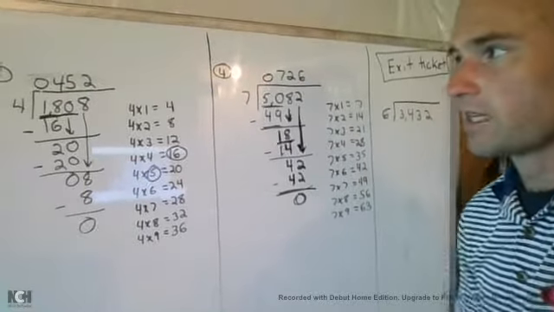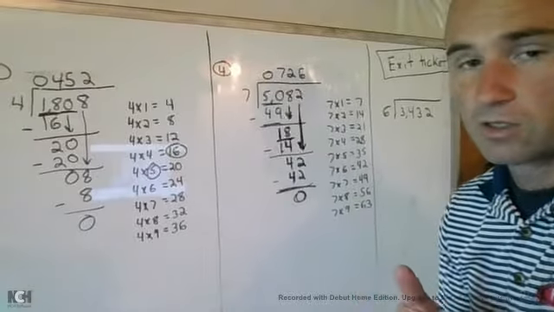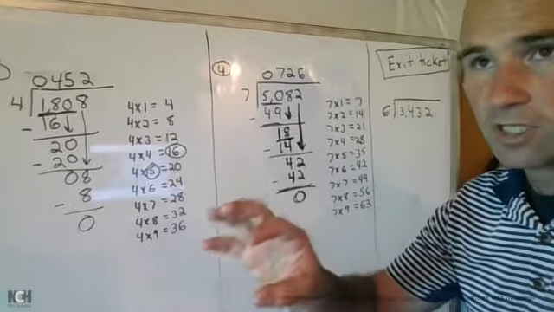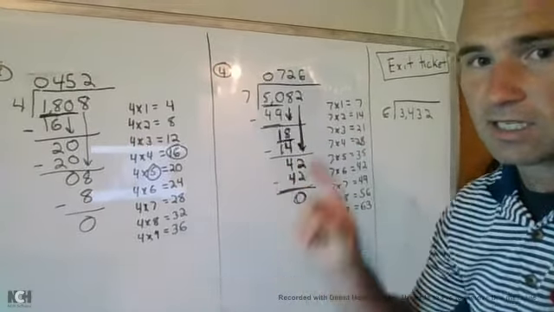So if you're making mistakes, try to identify what that mistake is so that you slow yourself down and not make that same mistake on the exit ticket.